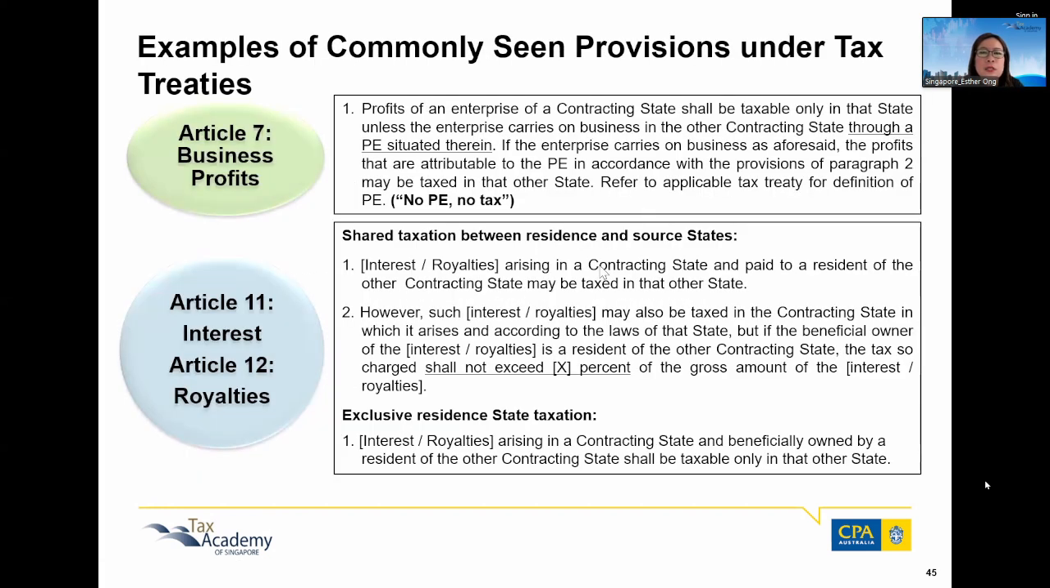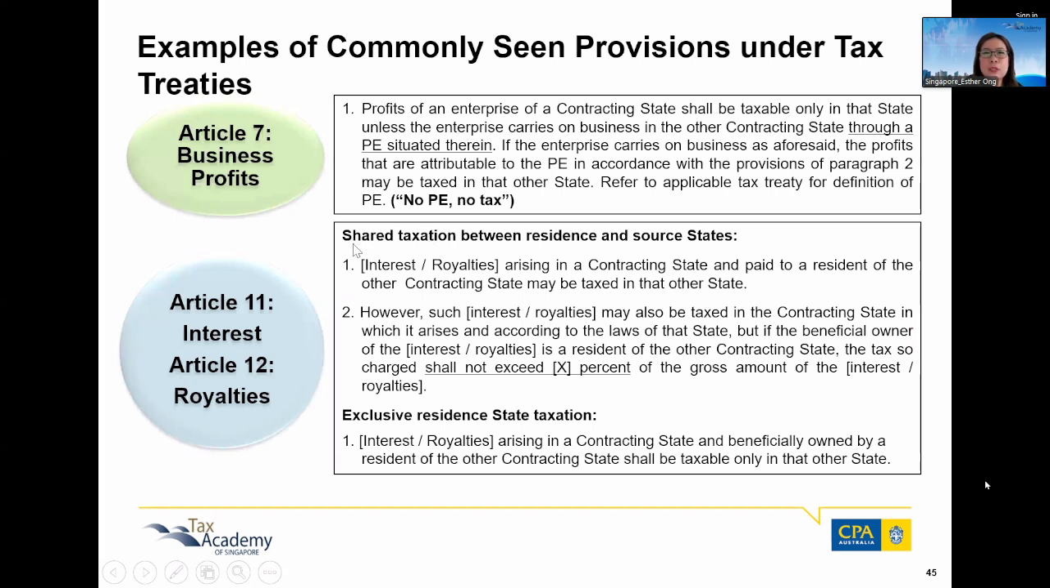So in this slide here, we have taken extracts from some of the tax treaties on the common articles. There's a business profits article that you see here. We talk about profits of the non-resident will only be taxable in the source state if it carries on a PE in the source state. So in short, if you don't have a PE in the source contracting state, then there is no tax. This is a common feature for business profits. Then next we look at the interest and royalties article provided in the tax treaty. These are some of the common wording that you will see in the tax treaty.